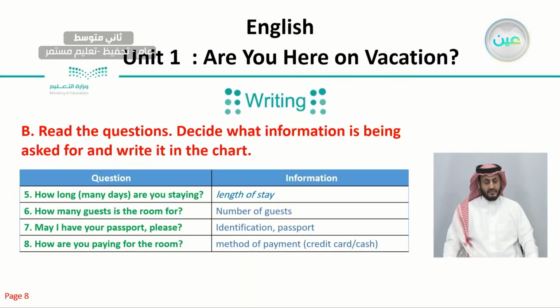Number 5, how many days? How long are you staying? It's length of stay. Number 6. How many guests in the room? It's number of guests. Number 7. May I have your passport, please? It's identification or passport. Last one, how are you paying for the room? It's method of payment, by cash or by credit card. Pause the video and write the information in your table, in your box, okay?